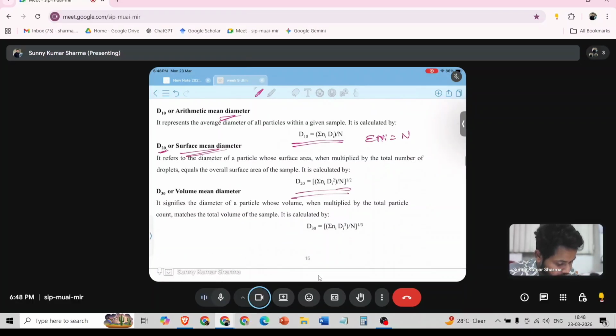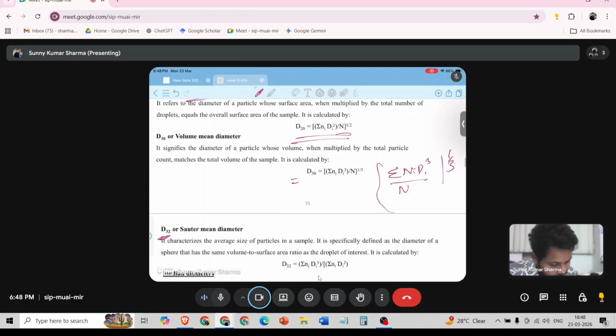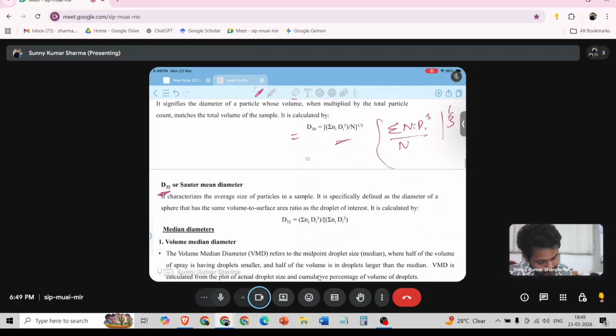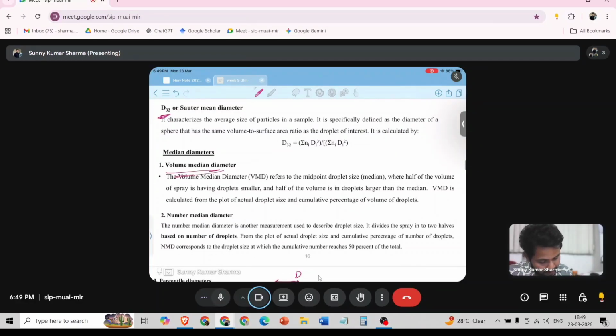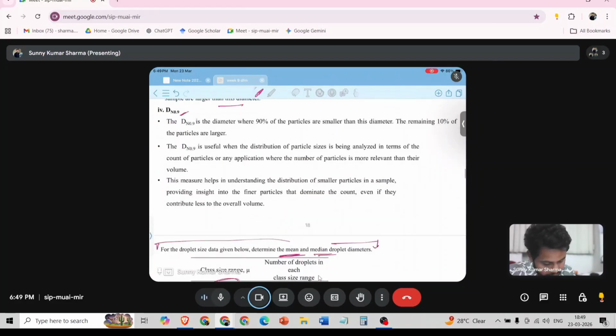Similarly, the volume mean diameter D30 is sigma Ni di cube by sigma Ni to the power 1 by 3. And for the Sauter mean, represented as D32, what will happen? D32 is equal to sigma Ni di cube by, here it will not be 0, it will become 2, sigma Ni di square, to the power 1 by P minus Q, which is 1. So this is the expression for the Sauter mean. The volume median diameter I just explained, and the number median diameter and all these percentile diameters we discussed in detail.